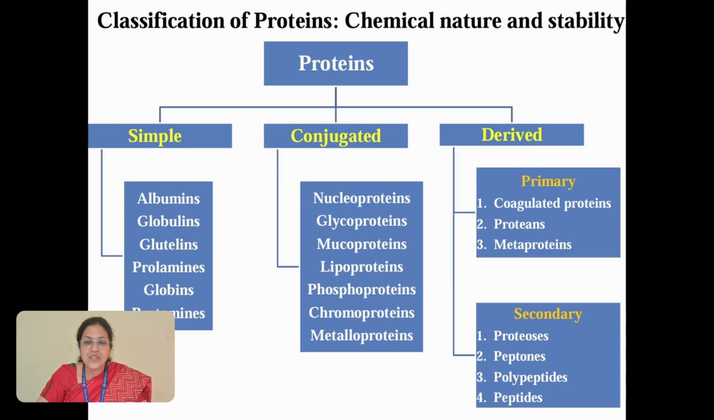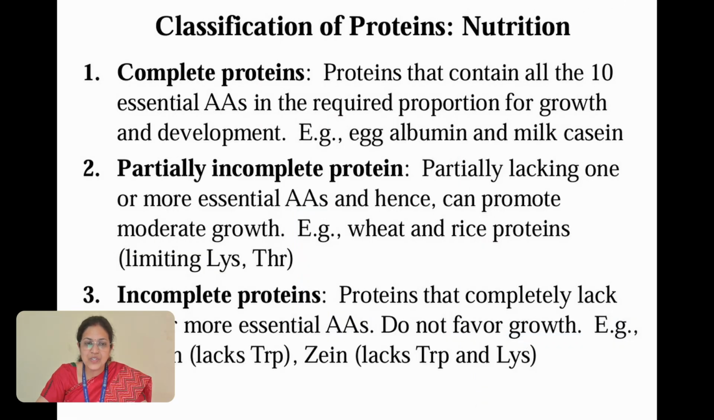Now classification of proteins based on nutrition. Proteins are classified into three types based on nutrition: complete proteins, partially incomplete proteins and incomplete proteins. Complete proteins contain all 10 essential amino acids. Partially incomplete proteins lack one or more essential amino acids, and incomplete proteins lack one or more essential amino acids.